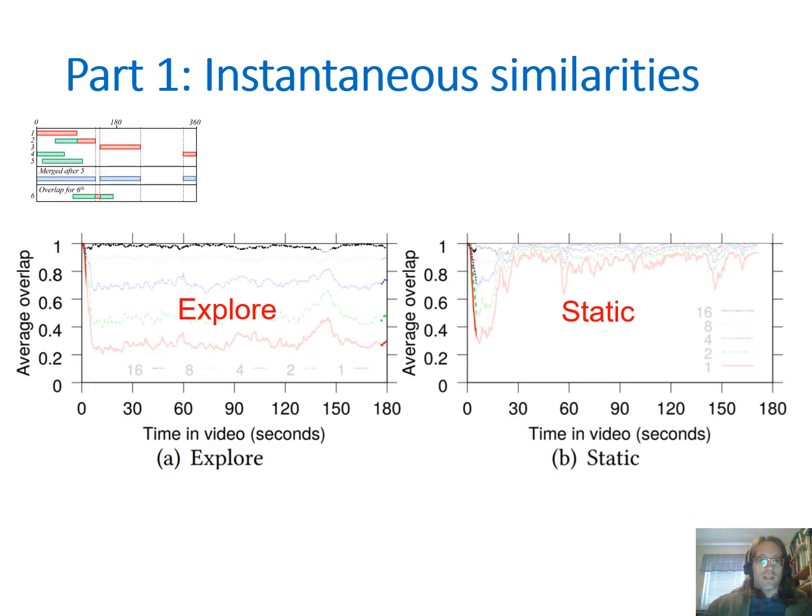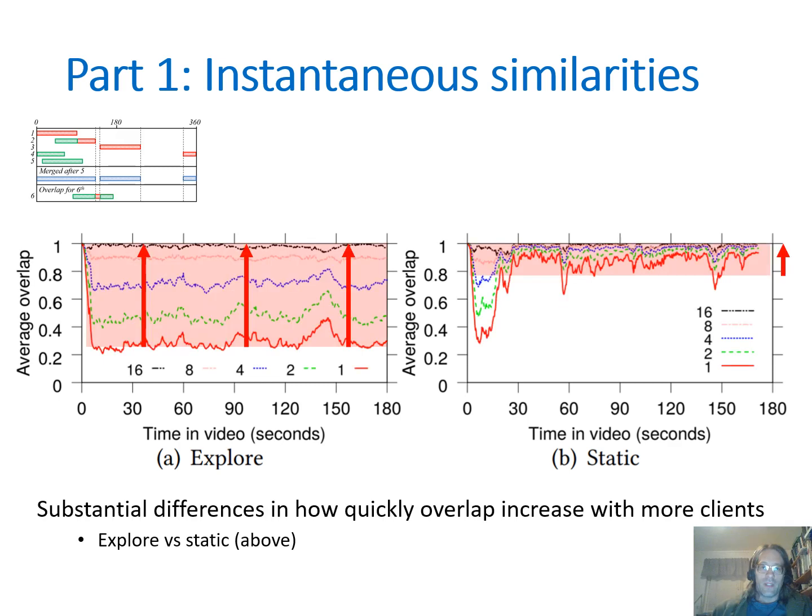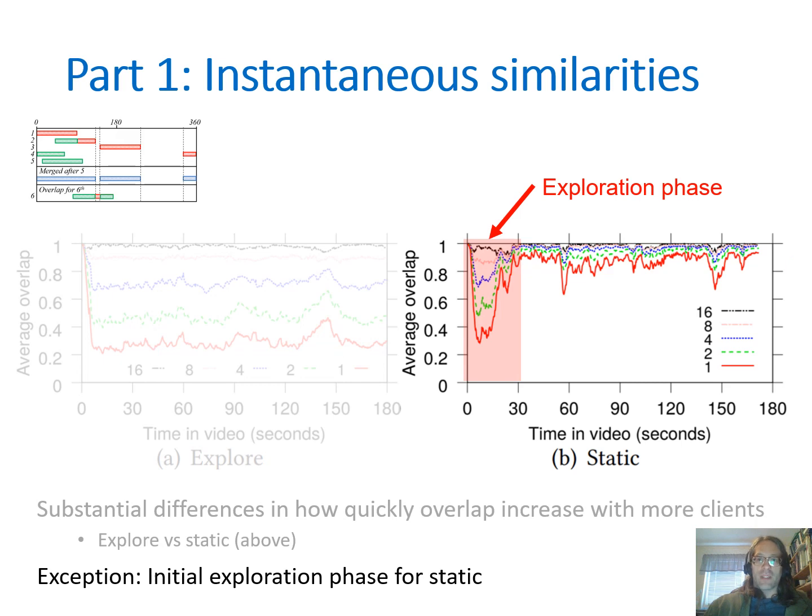Let's now look at how this overlap changes over time for the explore and the static videos. Here we can see how the average overlap changes over time, as well as how it differs from the first user, the second user, the fourth user, the 8th user, and the 16th user. On the left, we see that the explorer starts with pretty low overlap, but then increases quickly, whereas on the right, we see that static starts with a high overlap, but then doesn't improve that much. The clear exception is the exploration phase of the static user, where we see much bigger variations.